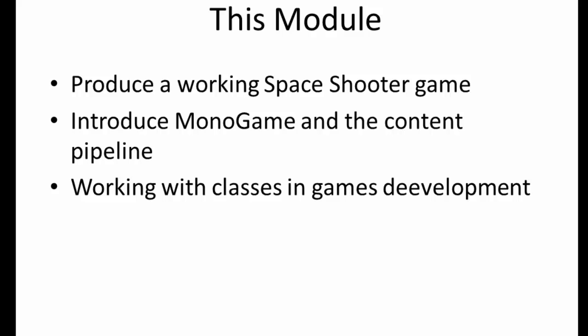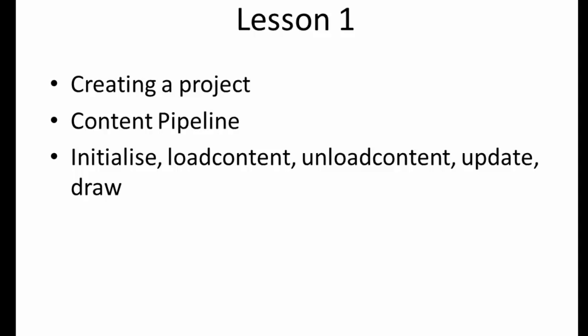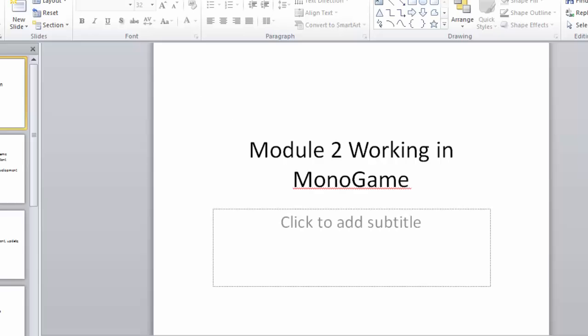Okay, just quickly look at the slides of the things I'm going to look at over this module. The whole point of this module is we're going to be producing a working space shooter game. That's going to be the guide that we're going to use to go step by step to produce a project. The reason why I've chosen to do this as well is it's the first kind of game that I learned to make as well. I'm going to introduce what Monogame is and what the content pipeline is, and then work with classes in game development. So, lesson 1, we'll be creating a project. What do we look at? The content pipeline, and then the 5 different stages in Monogame.